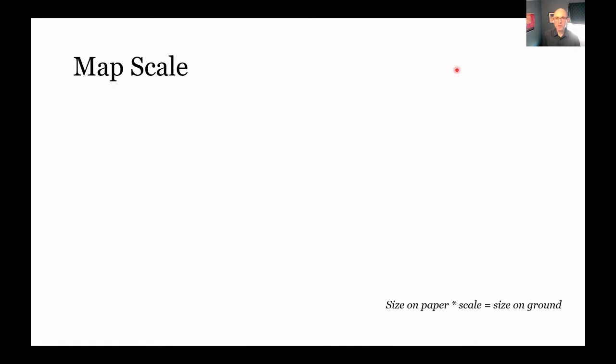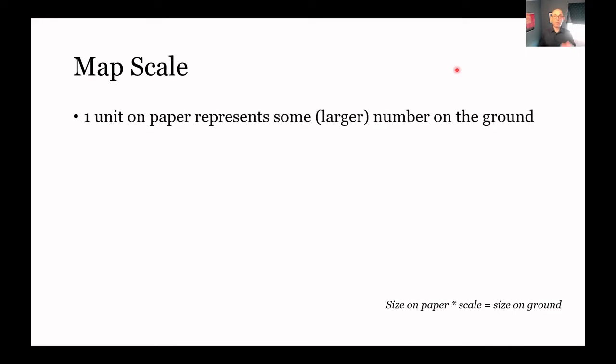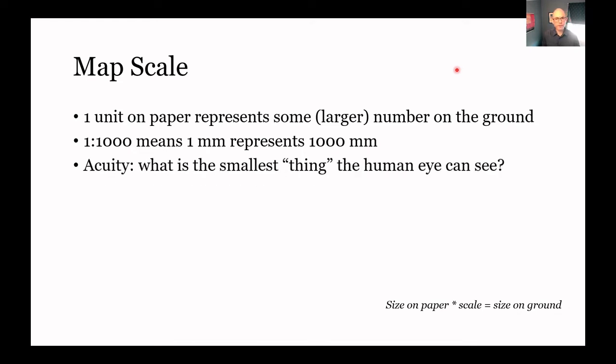But let's move on. So let's look at map scale. The map scale is when, for example, we have one unit on the paper. A map represents usually a larger number on the ground. And certainly in terms of GIS, it's going to be a larger number. And so 1 to 1000 means 1 millimeter on paper represents 1000 millimeters on the ground, if we have a 1 to 1000 scale. Well, that's good.